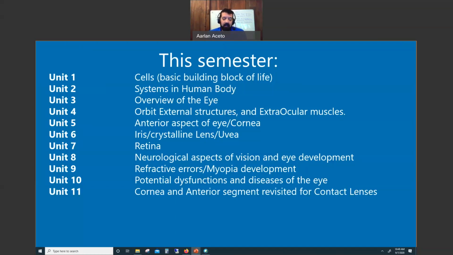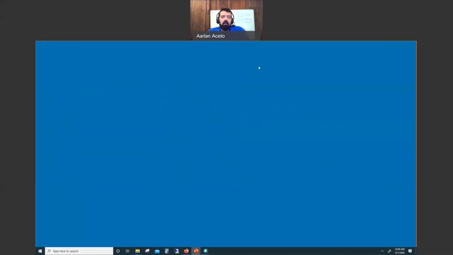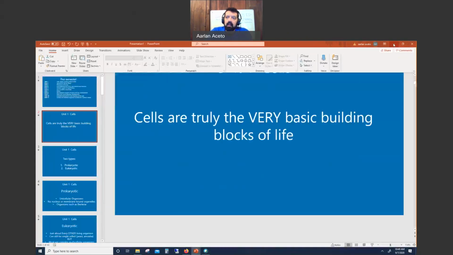And how can we keep it healthy while still successfully wearing contact lenses? So that's it in a nutshell. So before we start that, though, I do want to go over a few things really quickly.